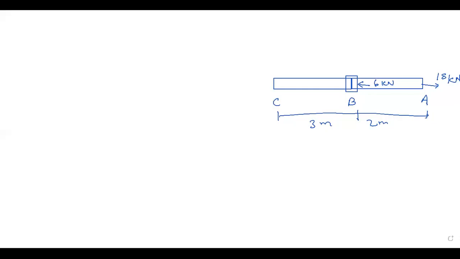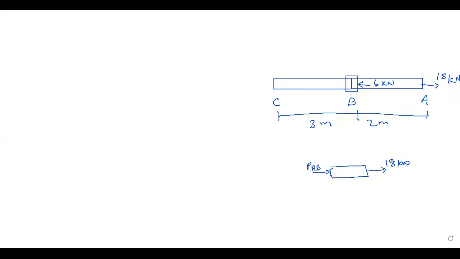So basically this is a member CBA. B is the coupling point and A is a point where we have the load of 18 kilonewton. So we cut the section at B. To determine PAB, it will be like this. Suppose this is a load of 18 kilonewton. So assume PAB in this direction.